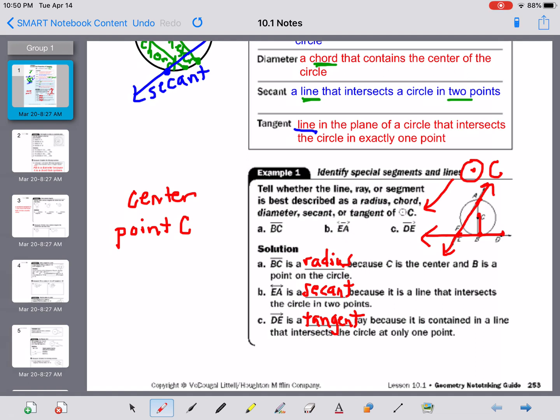So what's above it, and I do want to stress this, if you do any diameter, chord, or radius, make sure you always make them a segment. Secants need to always be lines, and tangent can be a segment, a line, or a ray, whatever it needs to be. All right, moving on to page 2.